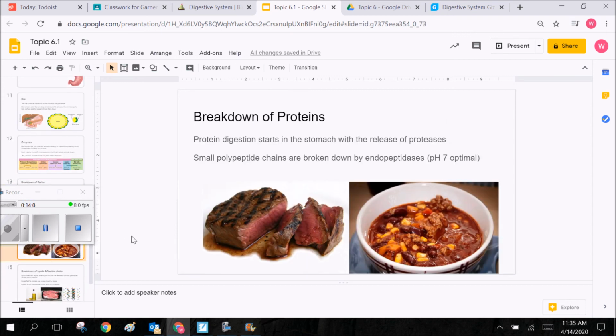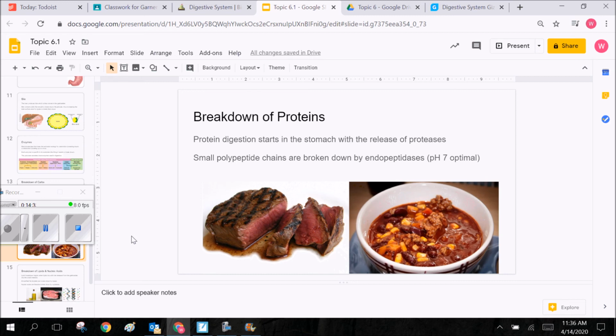Okay, proteins are going to be broken down starting in the stomach with the release of proteases. Now, we know that intense acid is going to denature most enzymes. Specialized enzymes that cannot be denatured by very strong acids are going to be released by the pancreas to do this job. The small polypeptide chains that are the results of this initial breaking down in the stomach are going to be further broken down in the small intestine by endopeptidases, which have an optimal pH of 7.